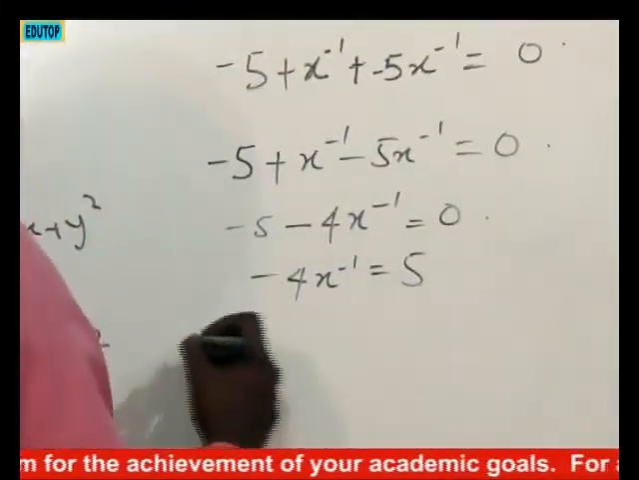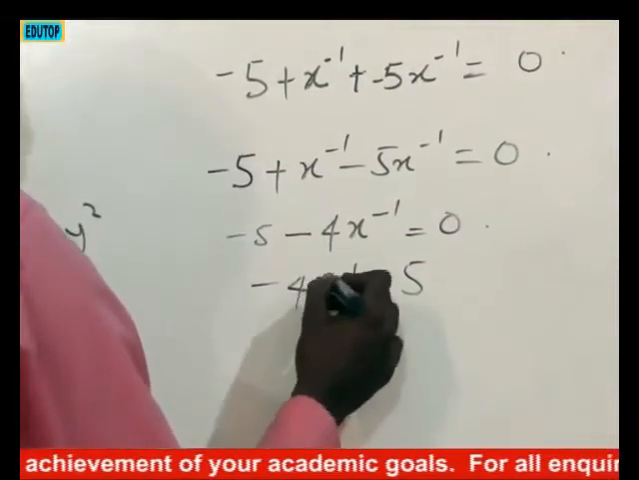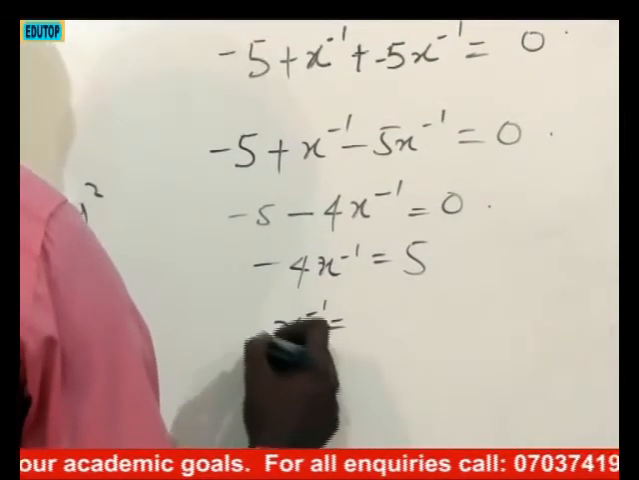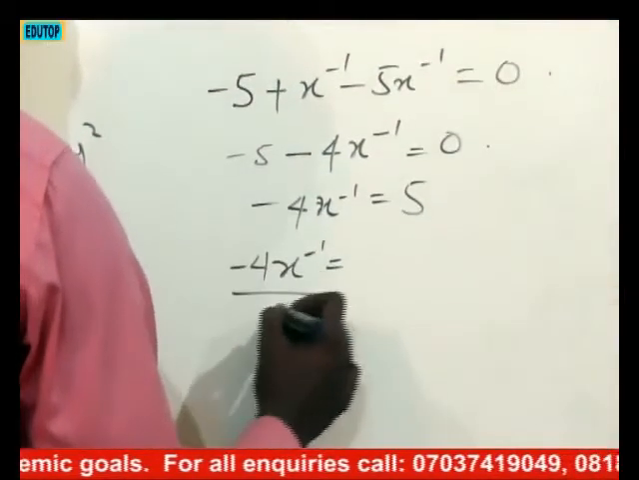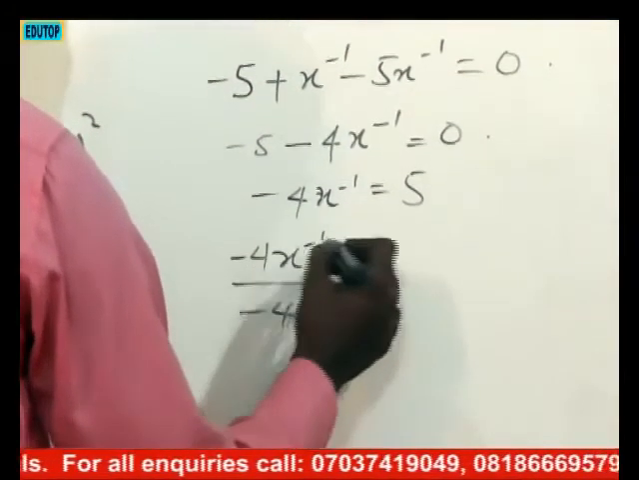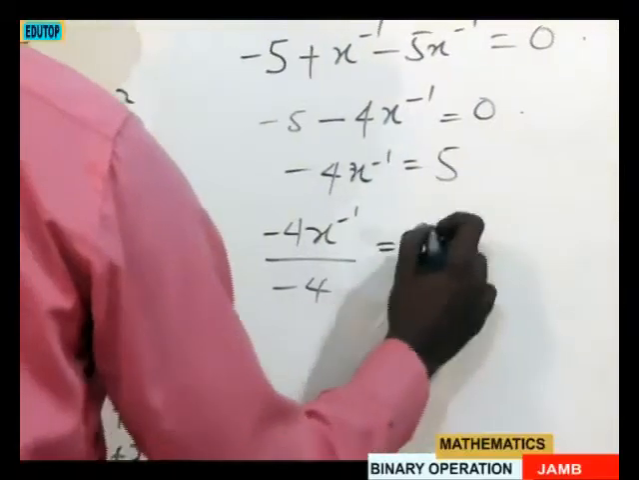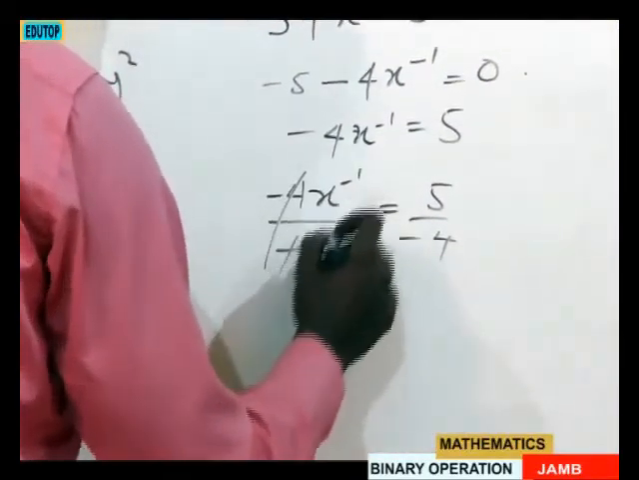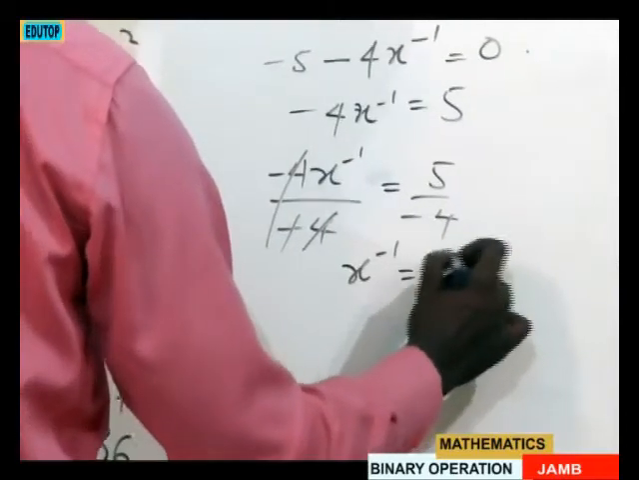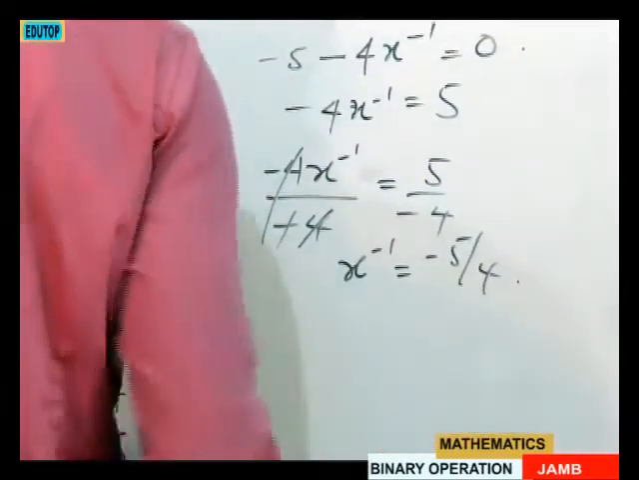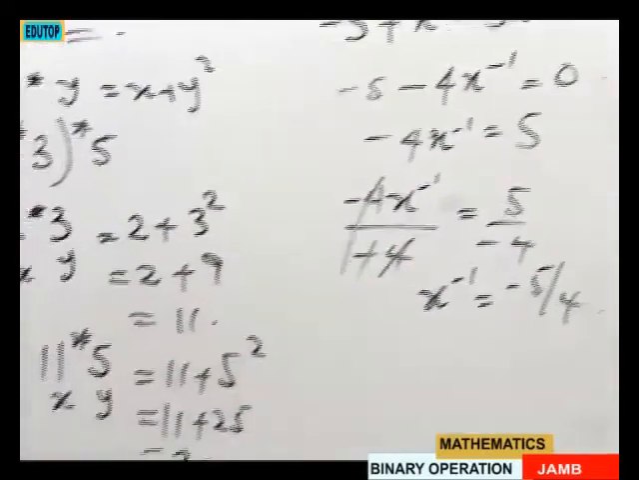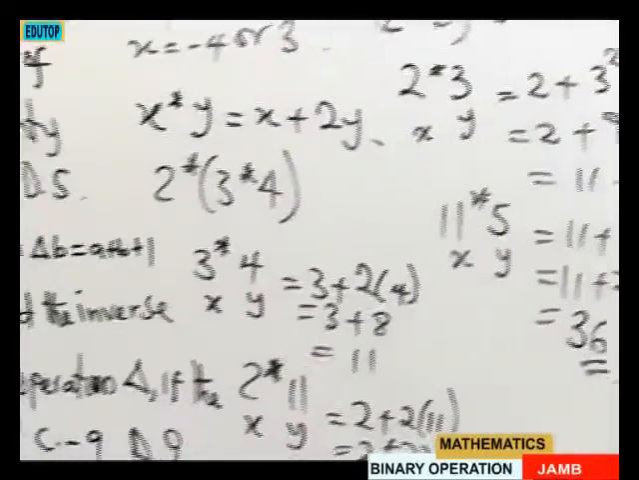When this one goes to the other side, we will divide both sides by minus 4. So by dividing both sides by minus 4, minus 4x inverse divided by minus 4 equals 5 divided by minus 4. So we'll cancel, and we'll have x inverse equals minus 5 over 4. So we go to our options and see the one that correlates with that, and that will definitely be option A.